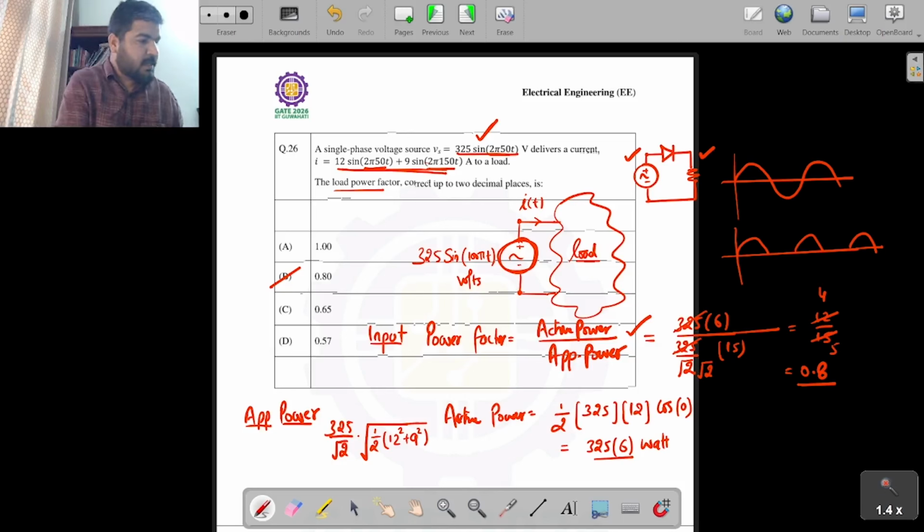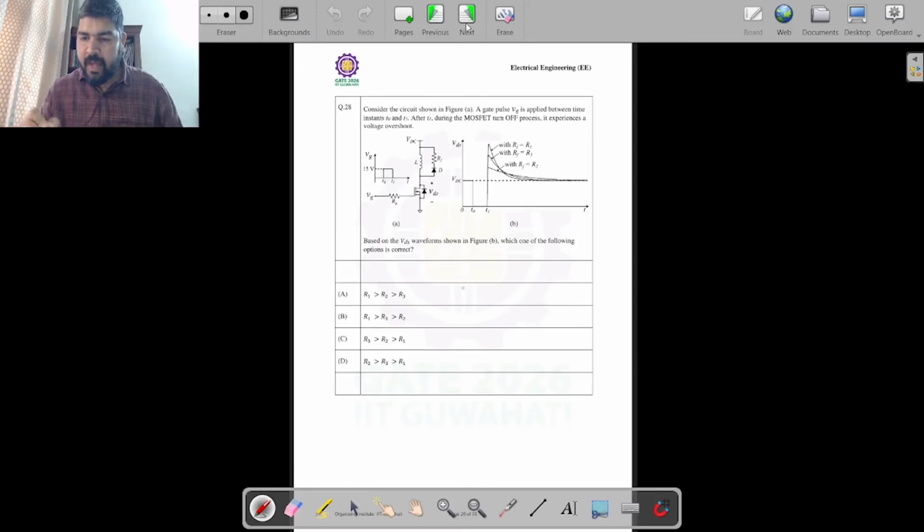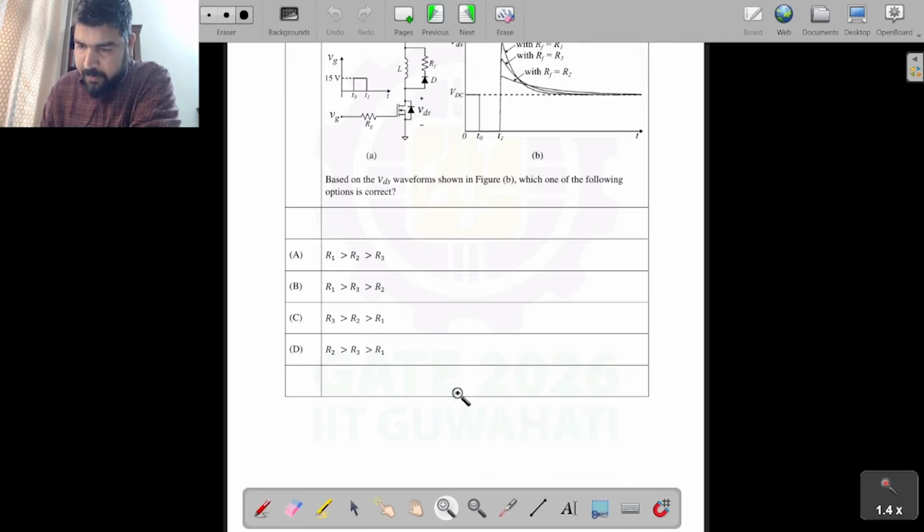So let's move to the next question, and the next question is question number 28. This question is, again, you can take it from power electronics or analog electronics or maybe circuit theory, network theory. Okay, so let's move to question number 28. Now this question says, consider the circuit shown in the figure. A gate pulse Vg is applied between interval T0 and T1. Let me zoom this.